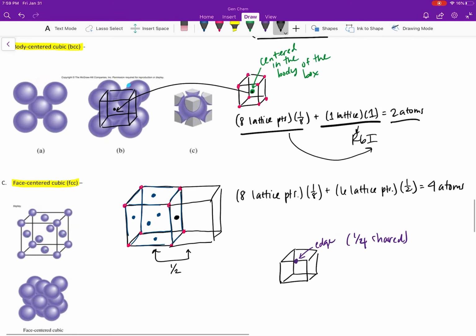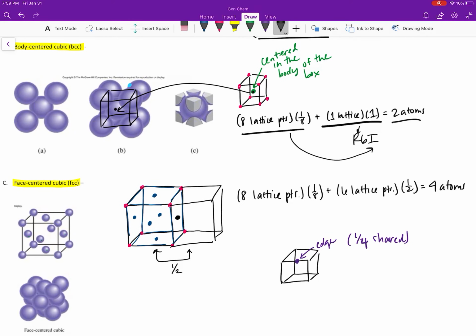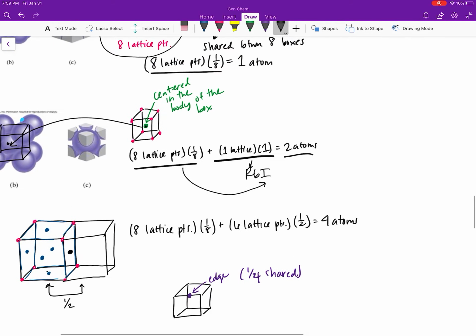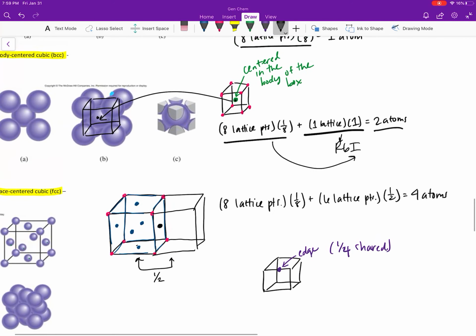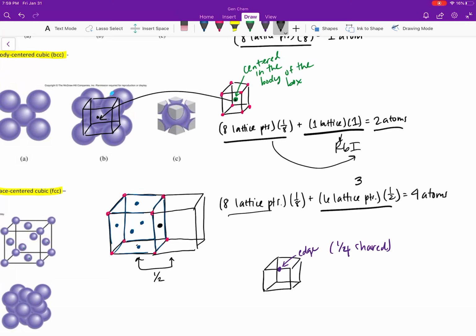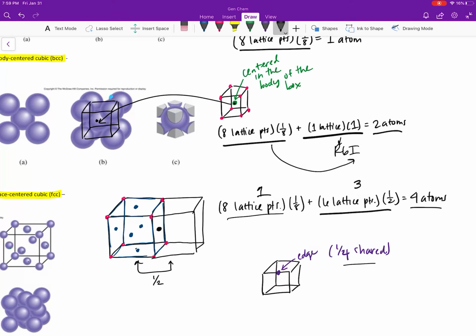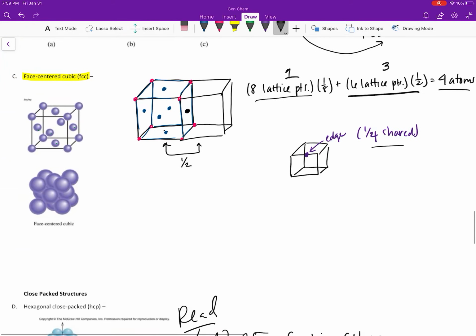Then we had face-centered cubic, FCC, and on face-centered cubic we have the 8 lattice points on the corners, and then we have 6 lattice points, one on each face of the box. Because the faces are shared between 2 boxes, the 6 lattice points were shared 50% of the time, and that gave us 3 atoms, and then the 8 corners still gave us 1, which means in the face-centered box we have 4 atoms.